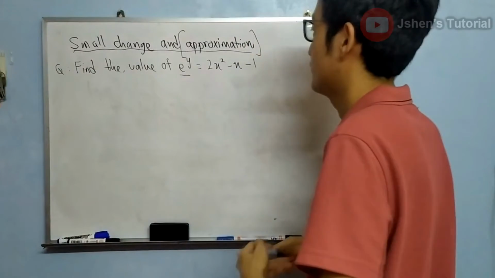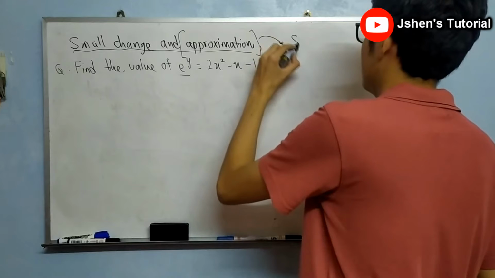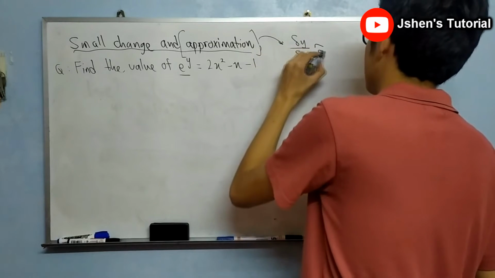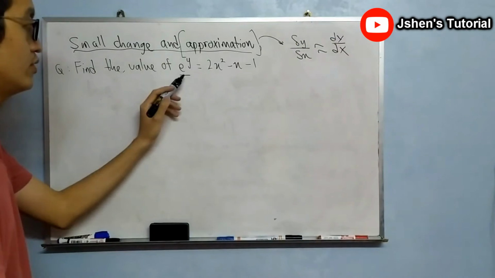Good day everyone. Today we are going to discuss the small change approximations concept, whereby this chapter is under differentiation. Well, for this approximation concept, delta y by delta x will be approximately equal to dy by dx.